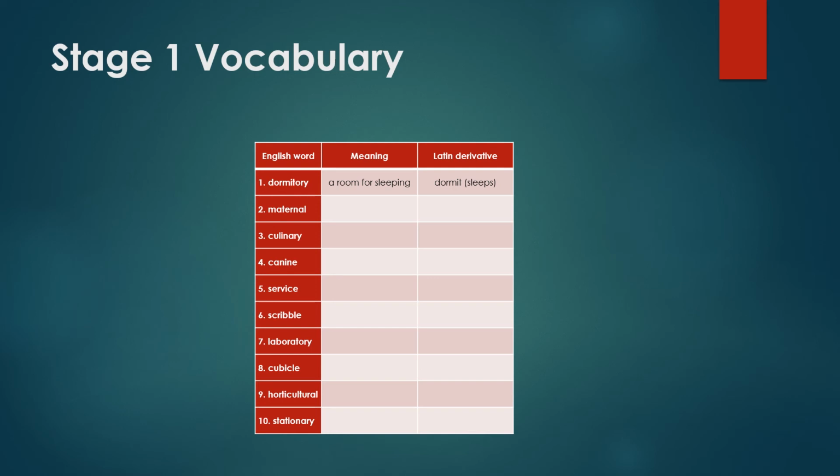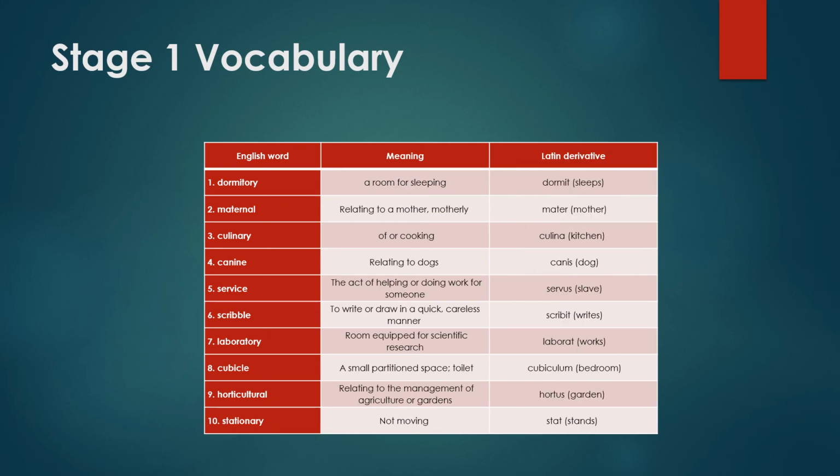With each English word are gaps for you to fill out with relevant meanings for each word and the Latin derivative for each English word. The Latin words you will be looking for will come from the previous page, page 8 of your workbooks. Please pause the video again and have an attempt at this next activity. Once again, these are the answers for the table on the previous slide.